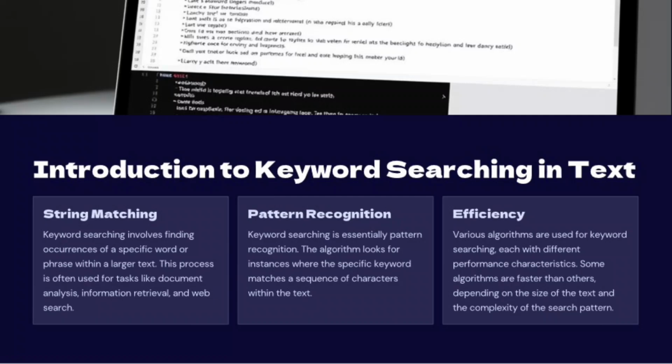Pattern recognition. Keyword searching is essentially pattern recognition. The algorithm looks for instances where the specific keyword matches a sequence of characters within the text. Efficiency. Various algorithms are used for keyword searching, each with different performance characteristics. Some algorithms are faster than others, depending on the size of the text and the complexity of the search pattern.